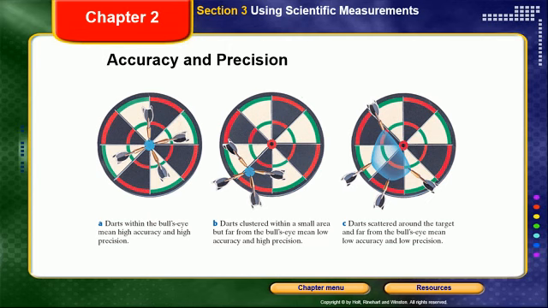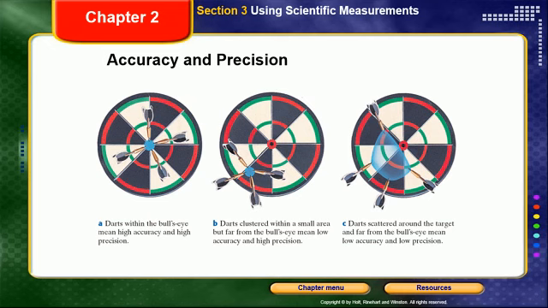Each has received 4 darts. In dartboard A, notice that the darts are all clustered in and around the bullseye. So the fact that the darts are within the bullseye means that it's high accuracy, because the true or accepted or intended value is the bullseye, and they're all right on the bullseye. Also notice that they're grouped together. They're grouped very closely to one another. That is what makes the precision high as well.